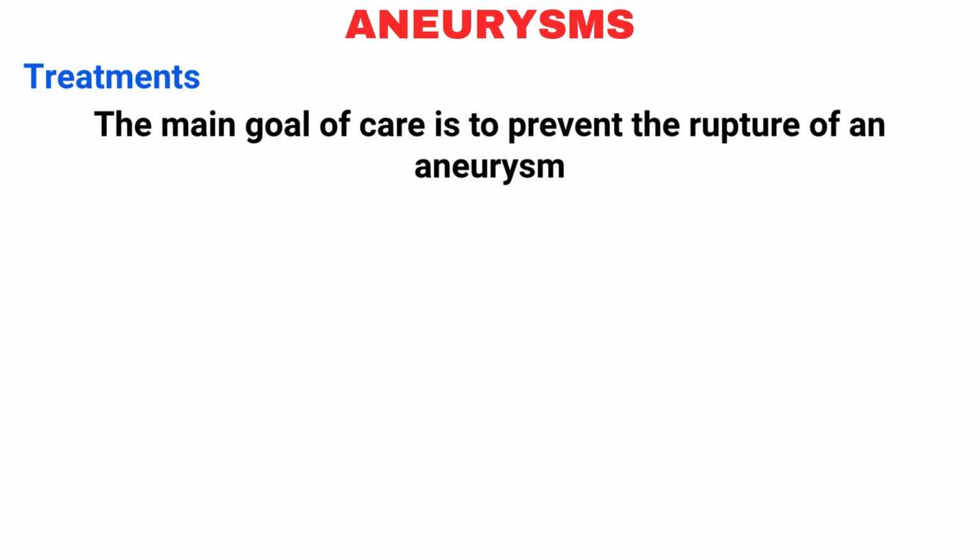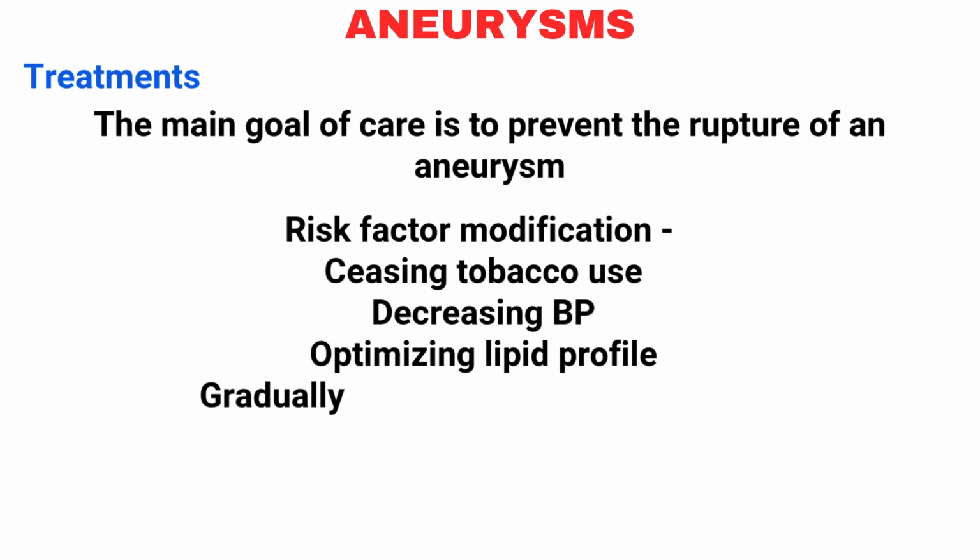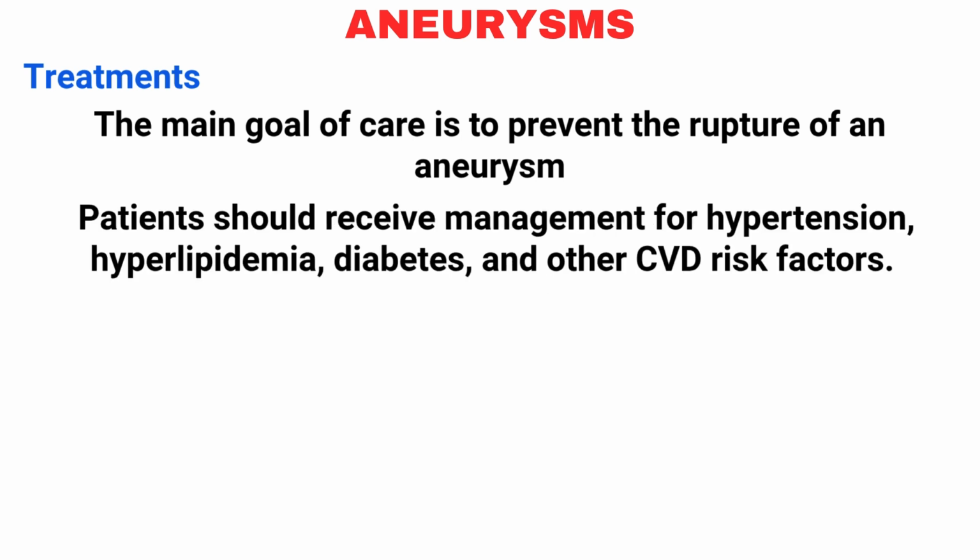The main goal of care is to prevent the rupture of an aneurysm. Early detection and prompt treatment are essential. Conservative medical therapy of small asymptomatic aneurysm is the best practice. This consists of risk factor modification like ceasing tobacco use, decreasing BP, optimizing lipid profile, and gradually increasing physical activity. Patients should receive management for hypertension, hyperlipidemia, diabetes, and other cardiovascular risk factors.